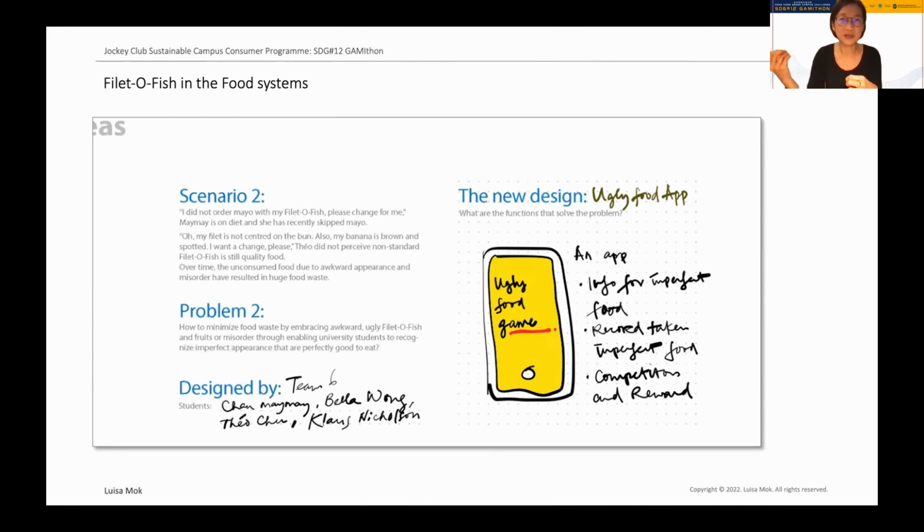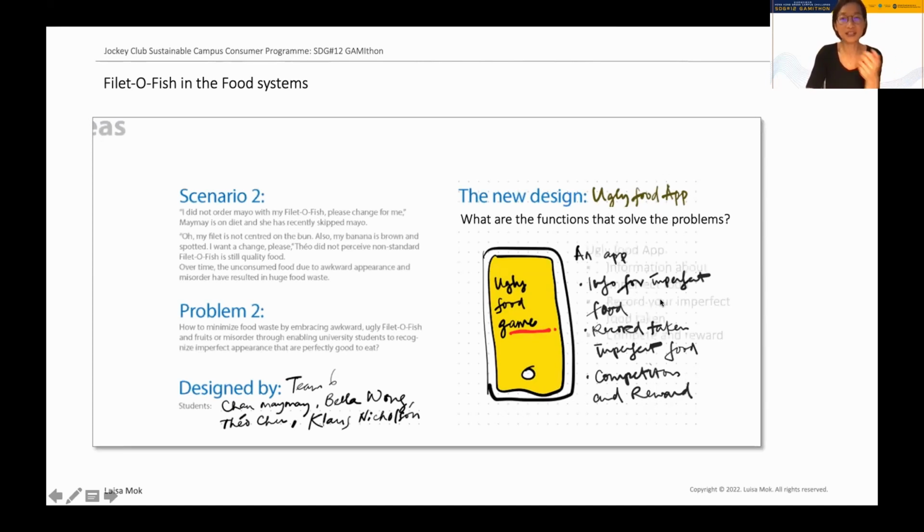It can be anything. It can be an object. It can be a poster. It can be an industrial design, whatever. And then you describe. I want you to focus on what the functions are that solve the problems. So for example, this is an app tackling ugly food. Give a name to the design: ugly food app.